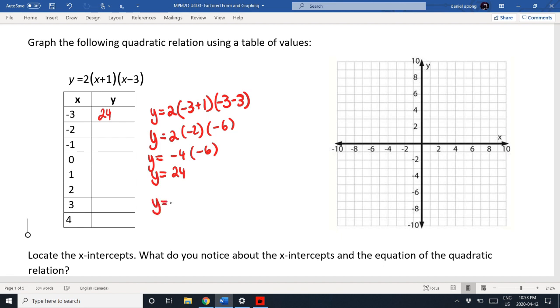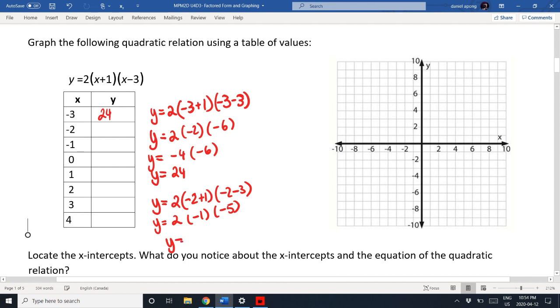y = 2(-2 + 1)(-2 - 3). Let's just go through that. We'll do the brackets again. y = 2(-1)(-5), and then we multiply through. y = 2 times -1, which is -2, times -5, and then we'll get an answer of y = 10. Okay, so we have our second y value.